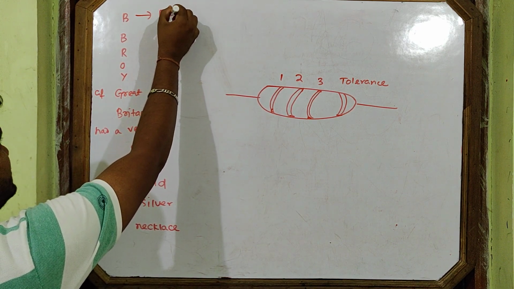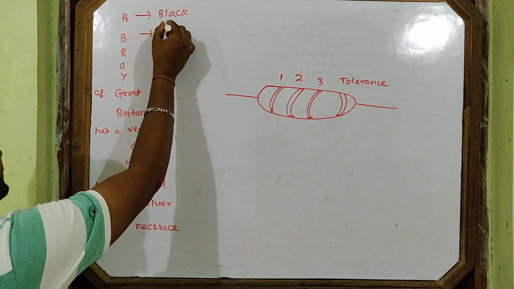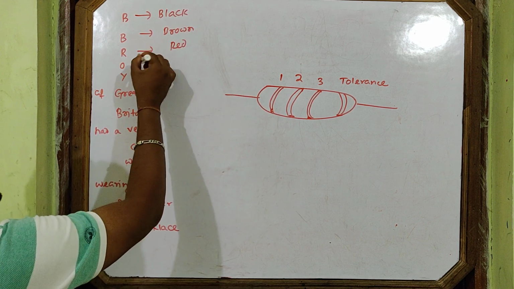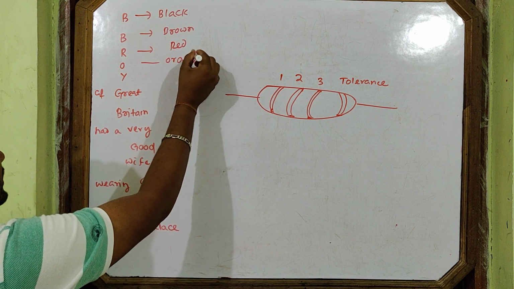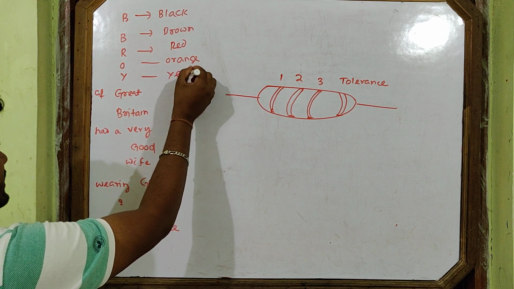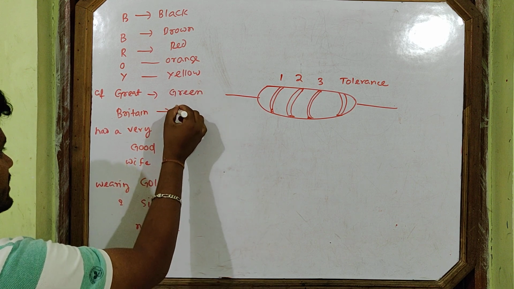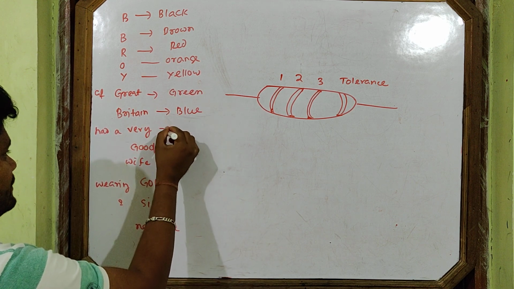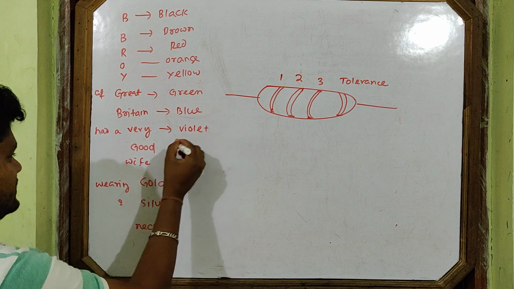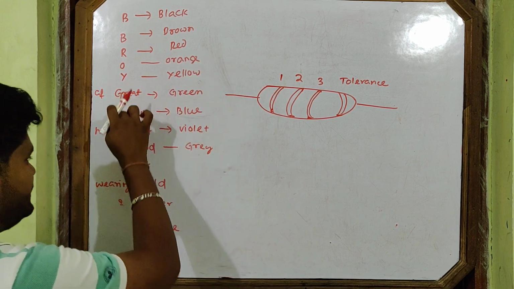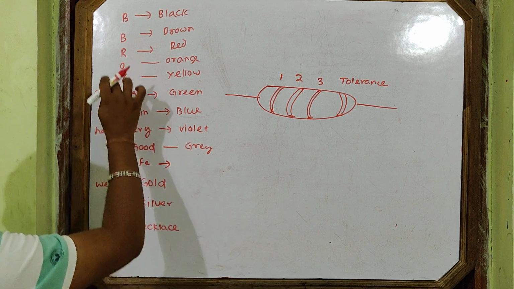B for black, B for brown, red, orange, yellow, green, blue, violet, grey. Green first comes, then blue, then violet, then grey. Okay, don't get confused, it is easy. Also, two B's are there.